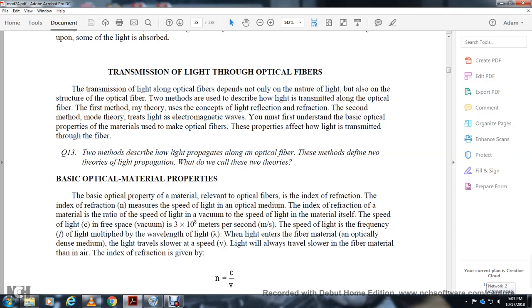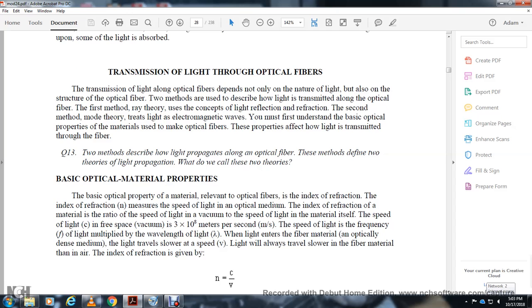The speed of light, c, in free space vacuum is about 3 × 10^8 meters per second, and the speed of light equals the frequency of light multiplied by the wavelength of light. When light enters the fiber material, an optically denser medium, the light travels at a lower speed, v. Light will always travel slower in the fiber material than in air.